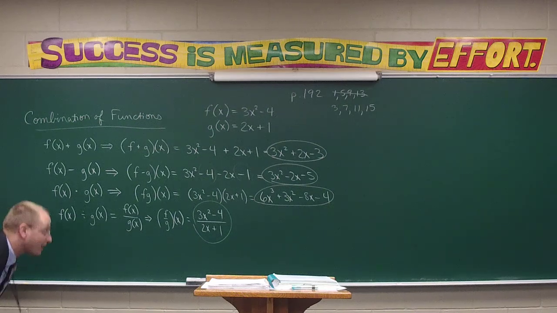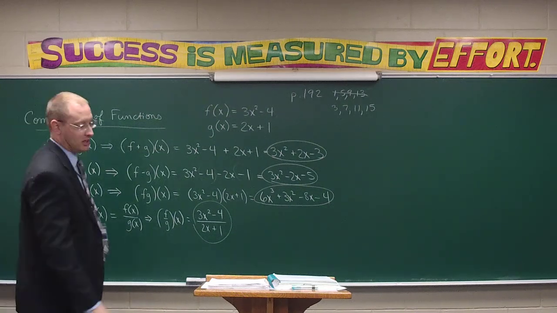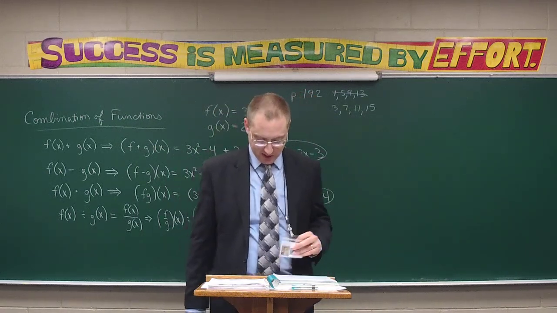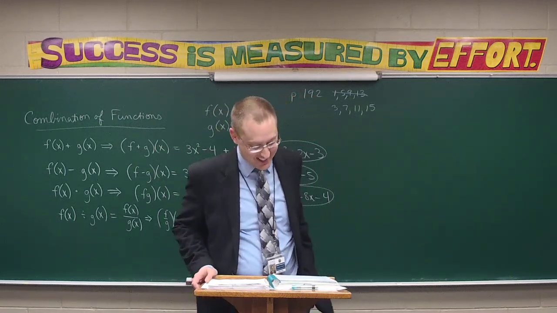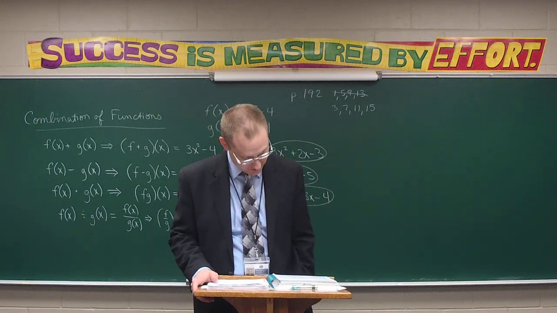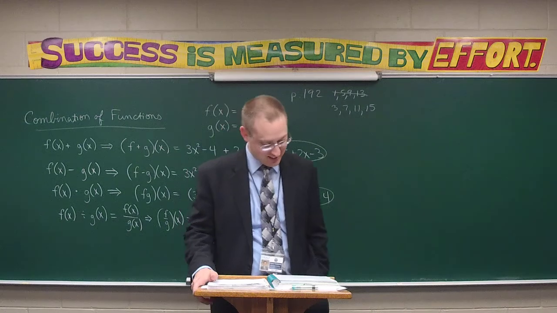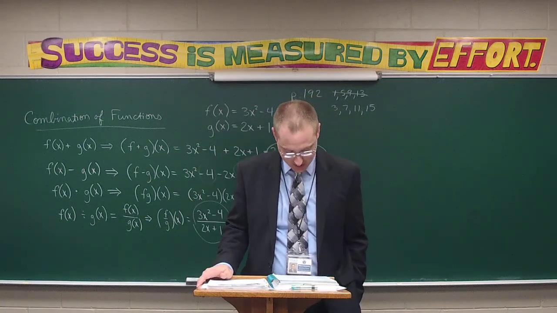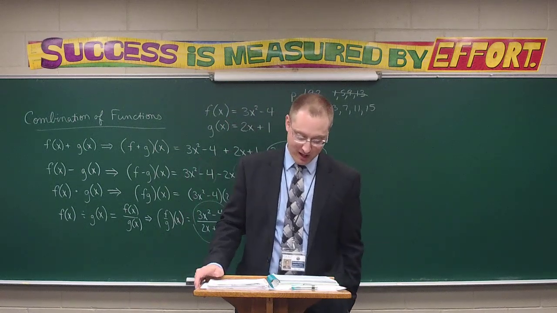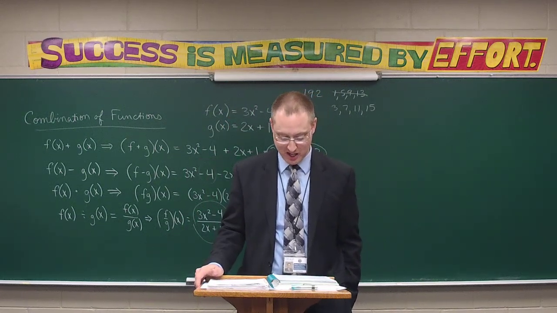Alright, let's go and take a look at 3, 7, 11, and 15. Number 3. Assuming we did all the right ones. Genesis, what did you get for number 3? F plus g of x. Great job. Negative 5x squared, positive 9x, negative 9. Then at number 7, when we found f minus g of x, what did we get?